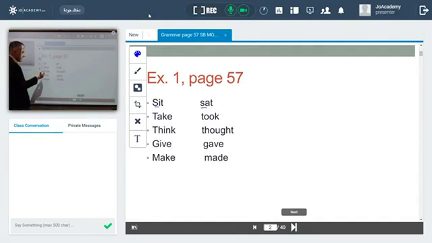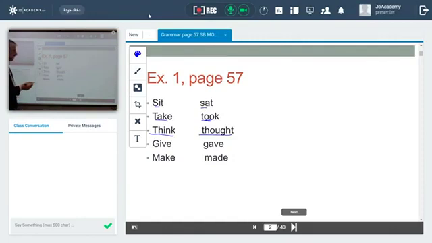The past of take is took. So you can see the change in writing. Then we have the verb think. Think, when I change it into past simple, it becomes thought. See, there is a lot of change in this verb. Okay, the first two letters are the same, but after that we changed most of the letters.